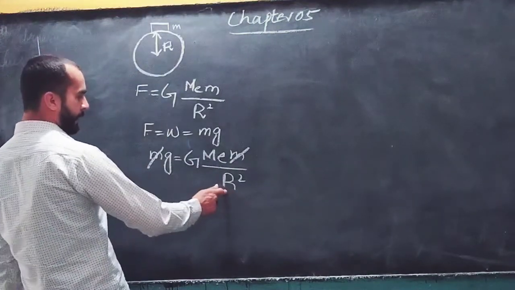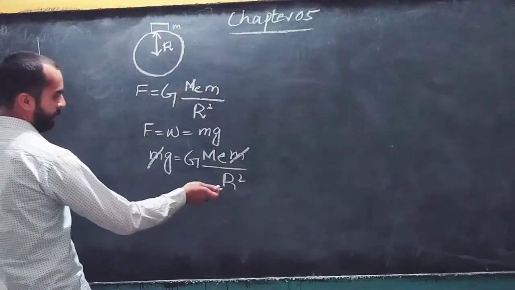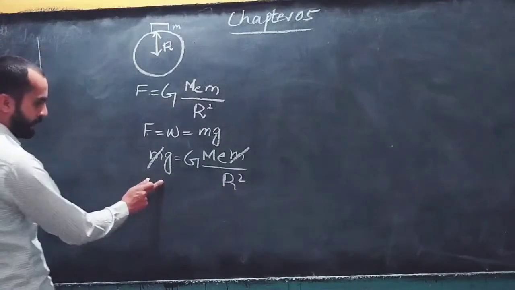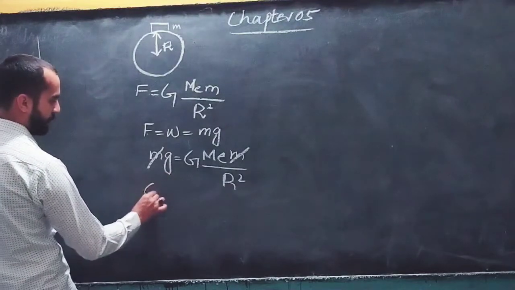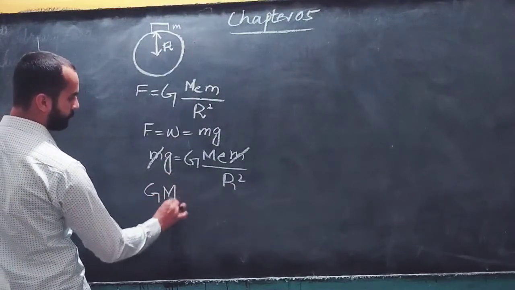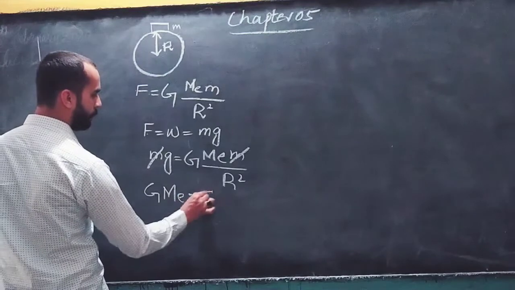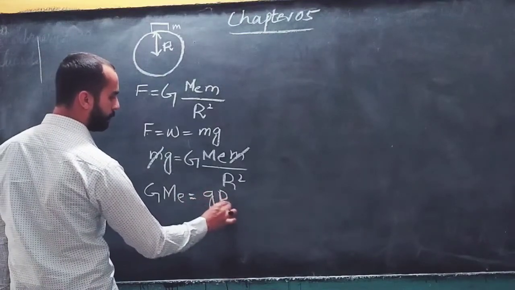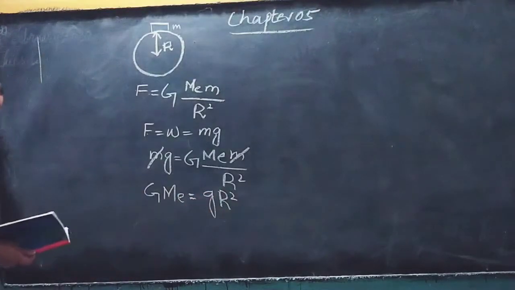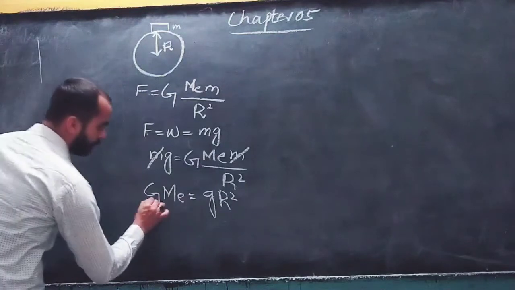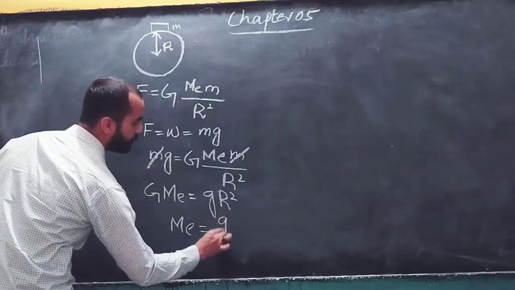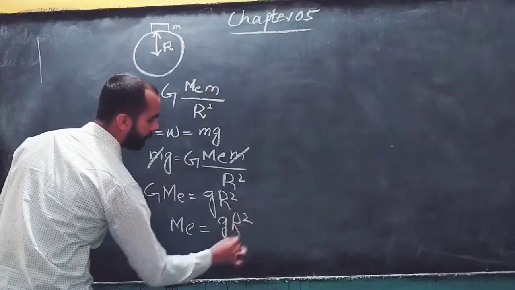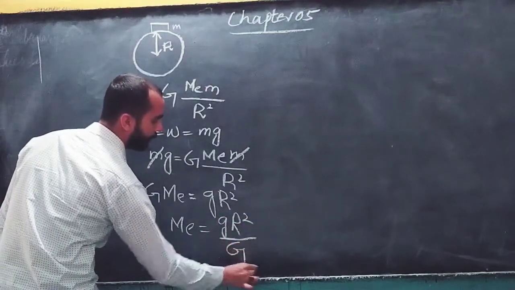R square is dividing on this side, but it will multiply with the value of g when we go from the right hand side toward the left hand side. So G Me is equal to g r square. This will also be divided on both sides. Me is equal to g r square divided by G.